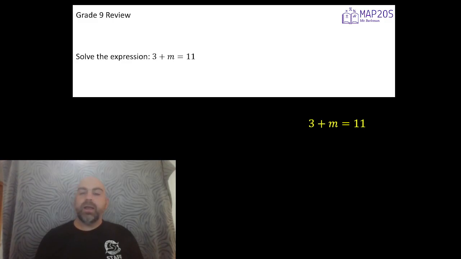All right, welcome back here. Let's solve for m. What we have to remember here is that to solve for m, we are trying to isolate it by itself. There is a term that's being added to the m. It's a positive term, 3. And so we need to subtract 3 from both sides, and you should get an answer of m equals 8, because 3 plus 8 equals 11.